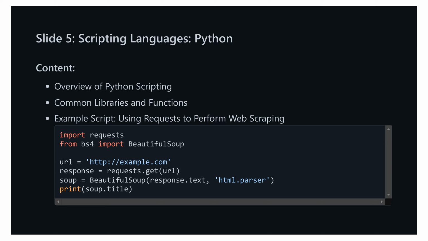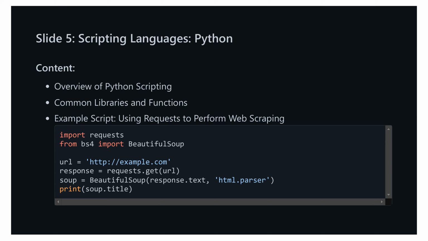Let's break down the example script. First, we import the requests library to handle HTTP requests and BeautifulSoup from the bs4 module to parse the HTML content. Python: # import necessary libraries, import requests, from bs4 import BeautifulSoup. # Define the URL we want to scrape, url = "http://example.com". # Send a GET request to the URL, response = requests.get(url). # Parse the HTML content of the response, soup = BeautifulSoup(response.text, 'html.parser'). # Print the title of the web page, print(soup.title).